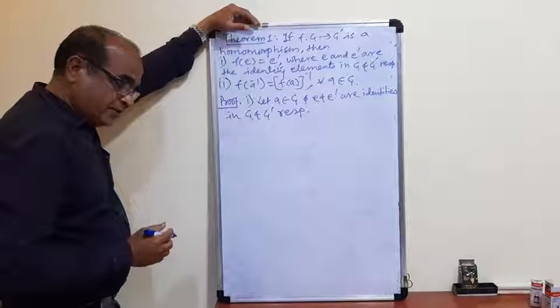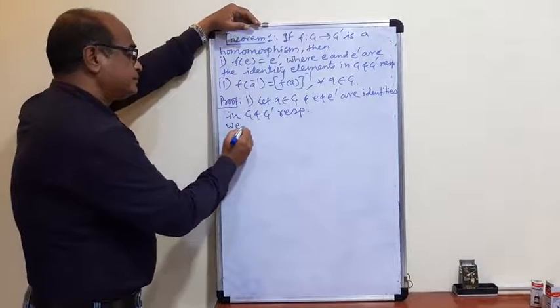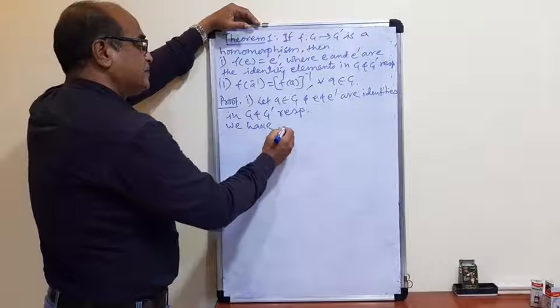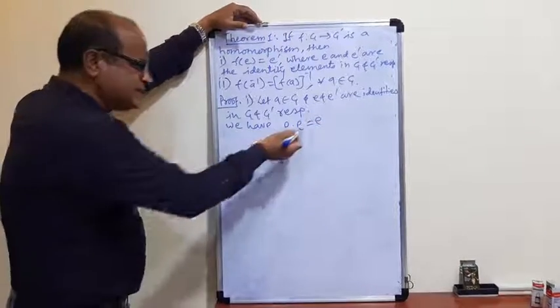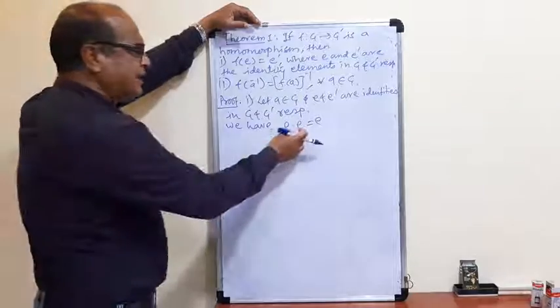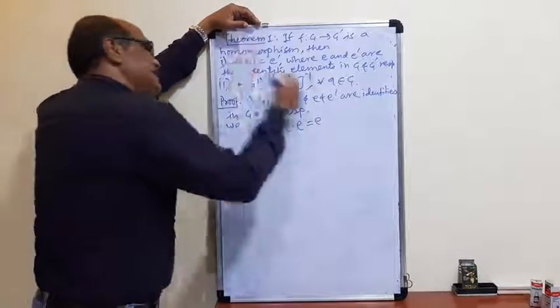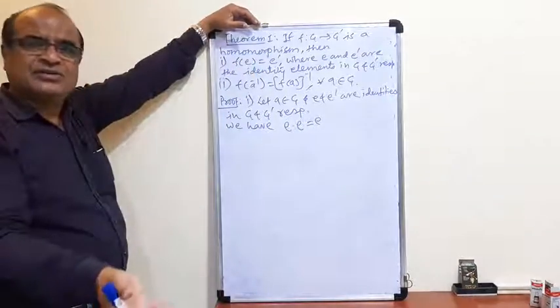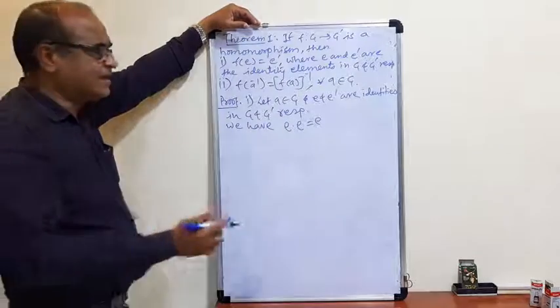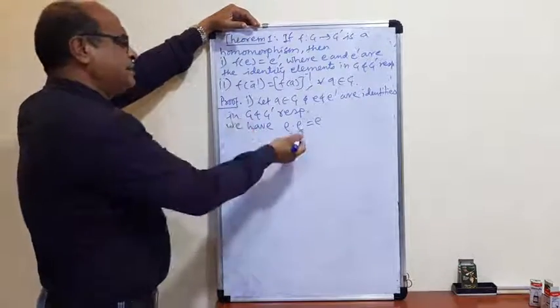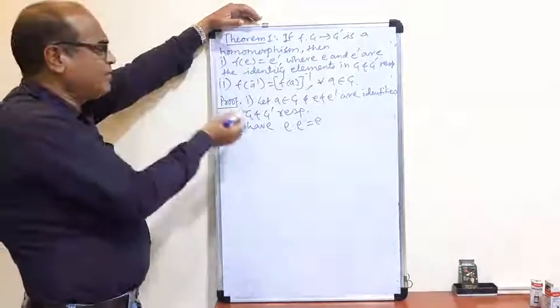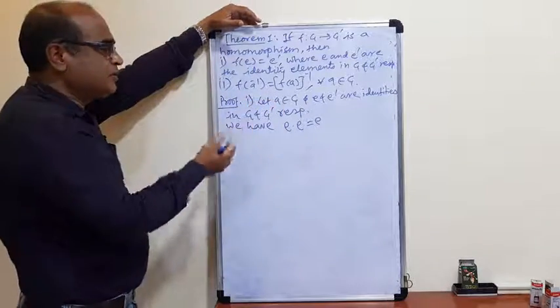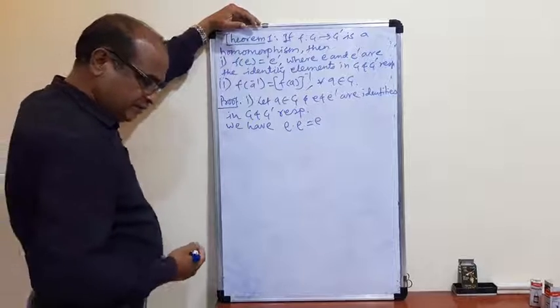So we have e into e is equal to e, no doubt, because e is the identity element, and the identity element multiplied to any element is e itself, because G is a group and identity properties exist there. So we take a equal to e here. So e into e is equal to e.